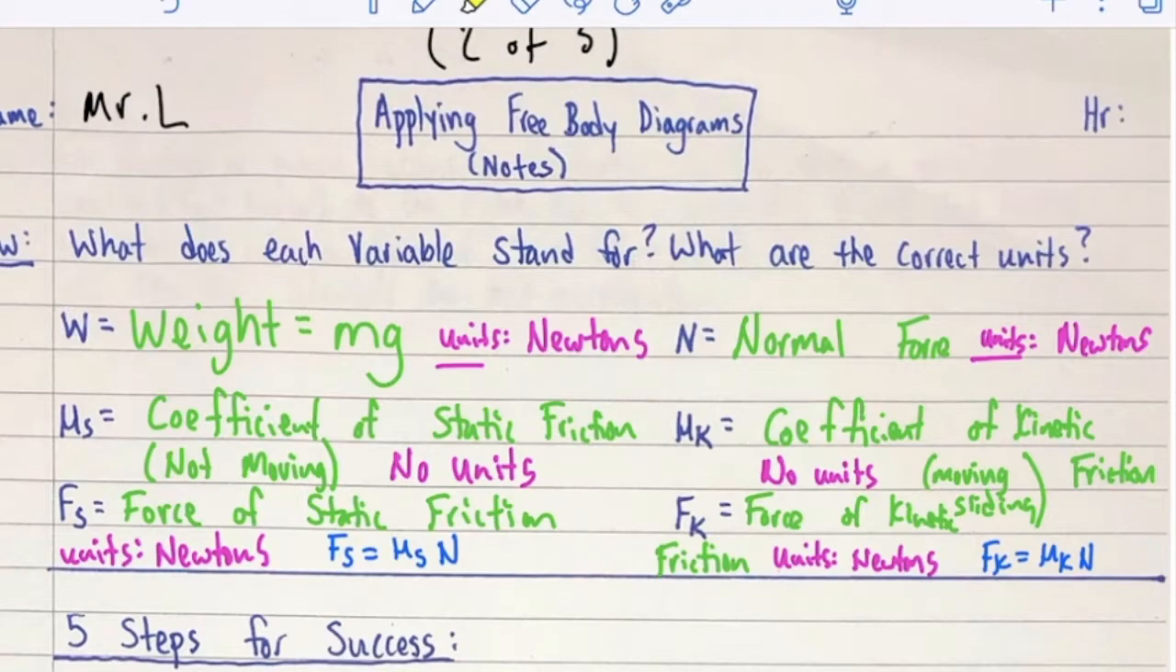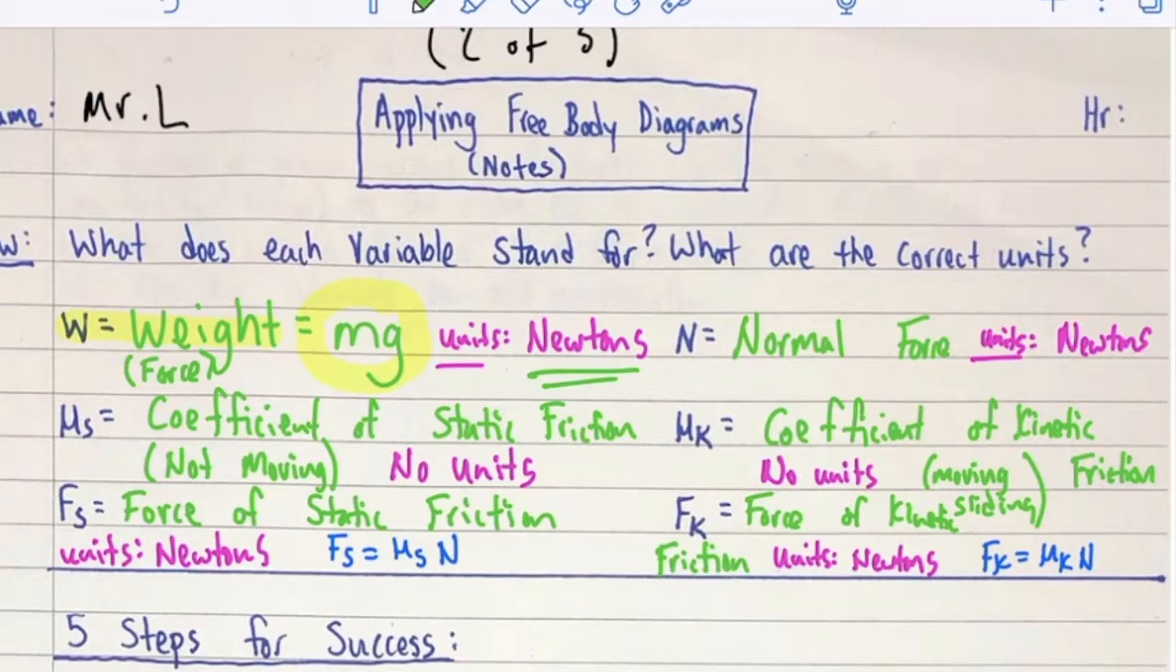Well, W, the way we're going to write it, is equal to weight, and the equation for weight is W equals mg. Weight is a force, so I'm just going to label here, weight is a force. And in physics class, forces are always measured in units of newtons. So you can see right there that weight is a force measured in newtons. Uppercase N stands for normal force. As soon as you see the force word there, units are going to be newtons.